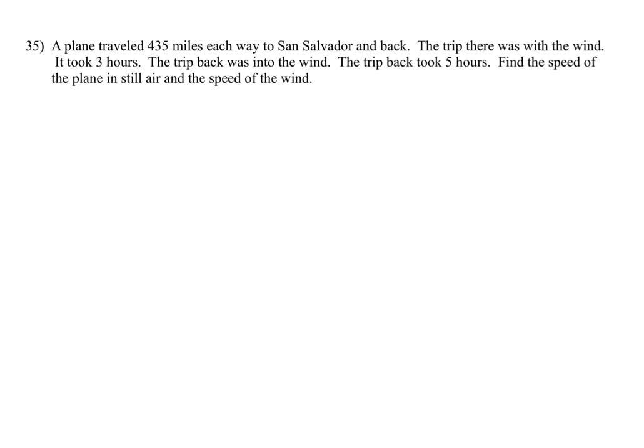It will either be going with the current or against the current for the boat, with the wind or against the wind for the plane. These are always going to be set up the same. So if you look at this, a plane traveled 435 miles each way to San Salvador and back. The trip there was with the wind. It took 3 hours. The trip back was into the wind. It took 5 hours. Find the speed of the plane in still air and the speed of the wind.